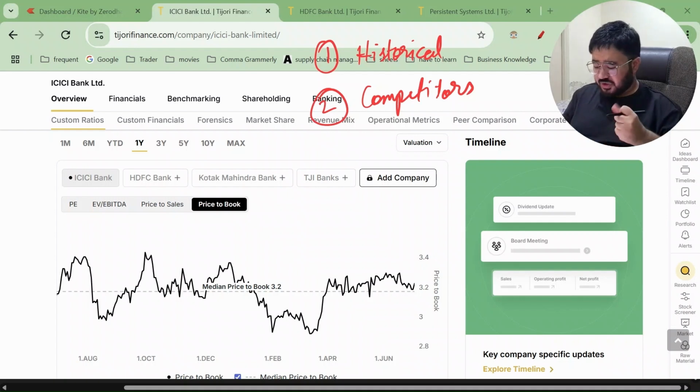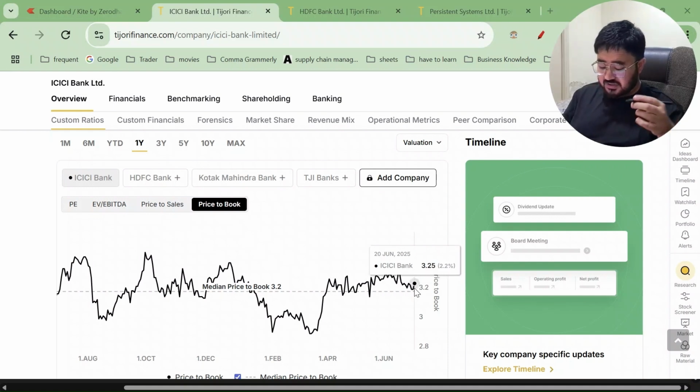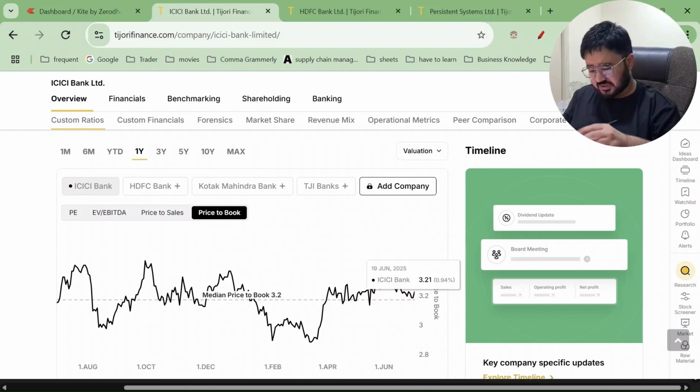Okay. Now you are very much interested in ICICI and you wanted to see how ICICI Bank is priced. If we could see on the screen, its median price to book for 1 year is 3.2, and at present it's just on that line. Let me just bring the mouse. It's 3.25. So it's fairly valued as per price to book at present. Fairly valued, right?